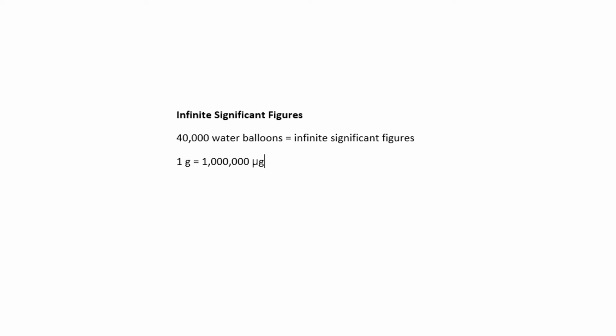As a further example, one of my favorite things to say is 40,000 water balloons. 40,000 water balloons has an infinite amount of significant figures, as well as the conversion factor of 1 gram is equal to 1 million micrograms. Because of these designators, the conversion factors themselves have an infinite amount of significant figures and do not change the magnitude of your measurement.